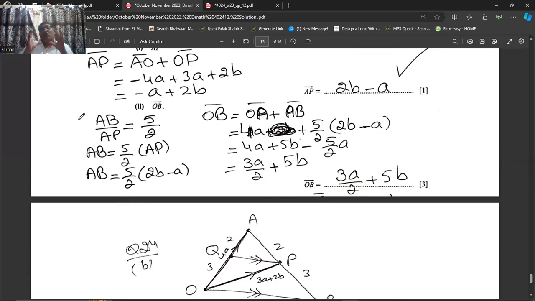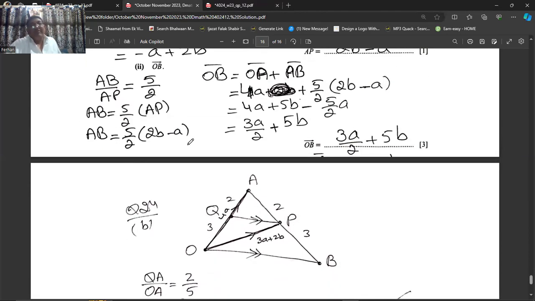Now, if you want to find the OB value, it will be from O go to A, from A go to B. Okay, so O to A is 4A and A to B is 5 by 2 of 2B minus A. So 4A, when you multiply these two, this will multiply with this, and this will also multiply with this. You will have 5B minus 5 by 2 A.